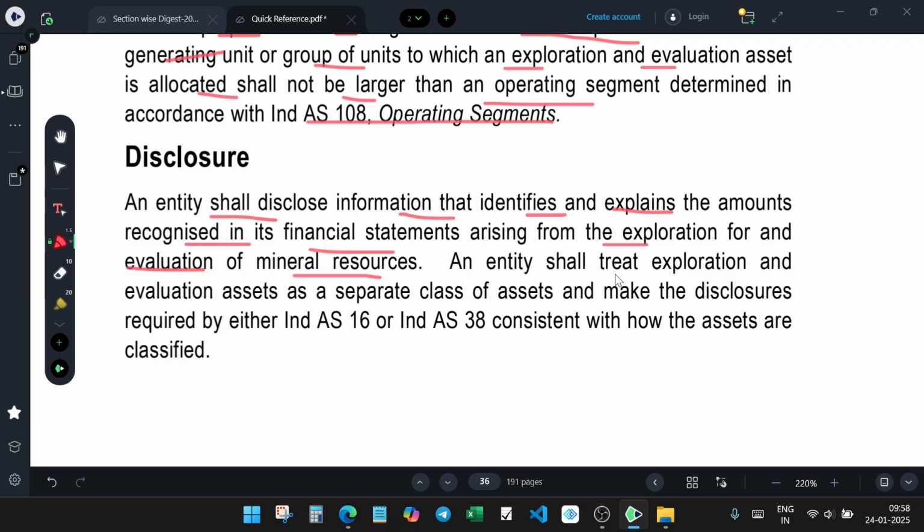The entity shall treat exploration and evaluation assets as a separate class of asset and make the disclosures required as per Ind AS 16 or Ind AS 38, consistent with how the assets are classified. So by applying Ind AS 16 and Ind AS 38, you need to assess and classify the assets promptly and correctly.